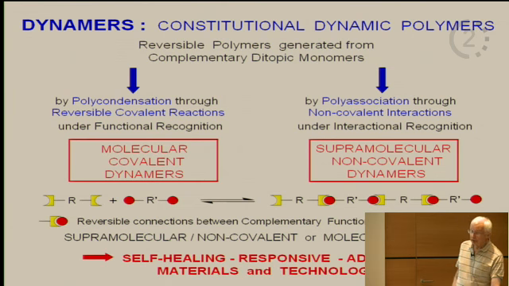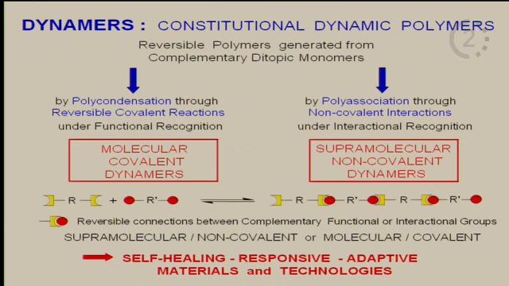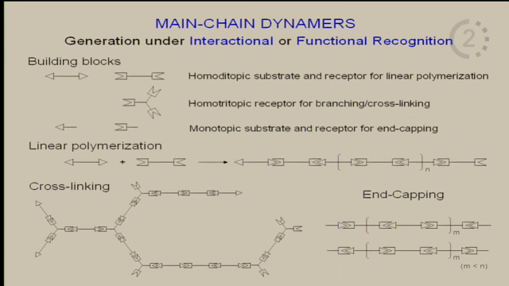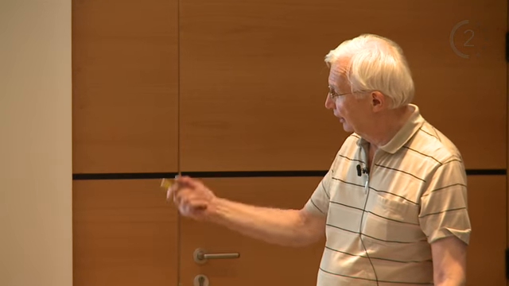These materials have interesting properties: self-healing, responsive, adaptive. In fact, I will show you a very short movie about the self-healing one in a moment. So you can play the games polymer chemists usually play. You have the building blocks. You can get linear polymerization, either supramolecular type by polyassociation or covalent type by polycondensation. And you can do cross-linking and capping and all that.